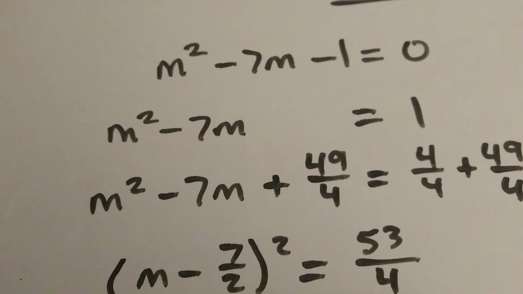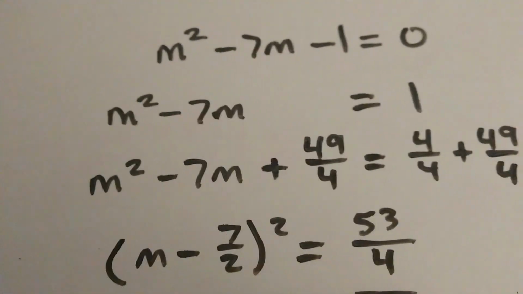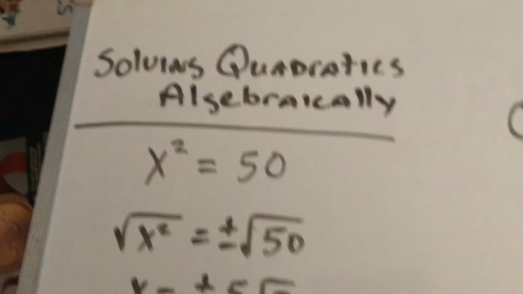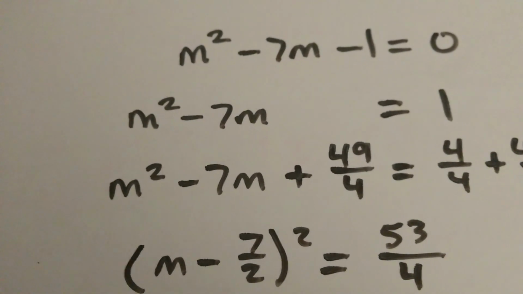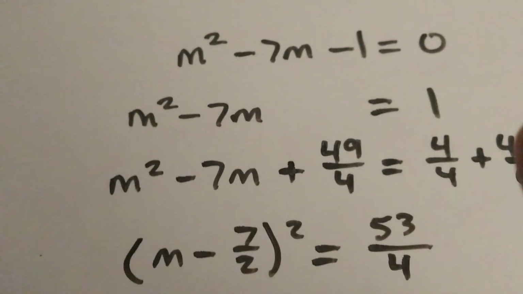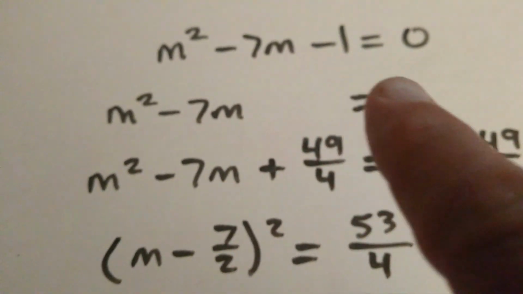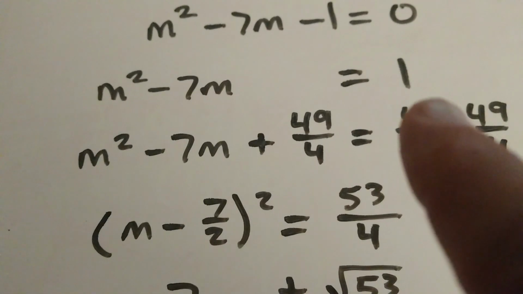So here we have m squared minus 7m minus 1 equals 0. Also, I want to look to factor. I want to look to solve algebraically first. I want to look to factor it and solve. If those two don't work, now I'm going to complete the square. So the first thing I do here is I move the 1 over. So now I have m squared minus 7m equals 1.